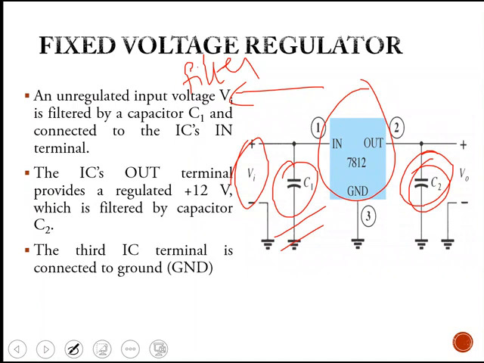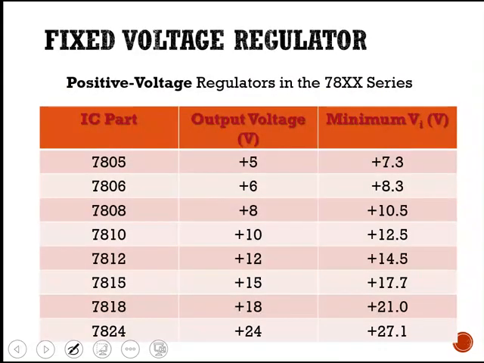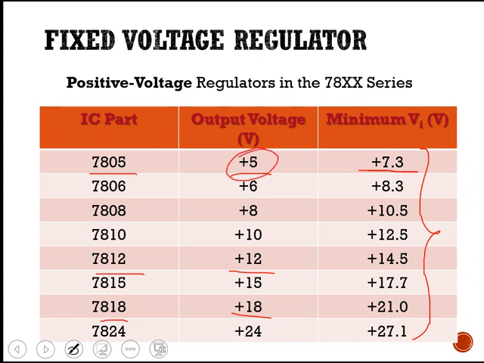If we want to obtain the positive voltage, say this is the 78XX series. So you can see here 7805 means it gives plus 5 volts, 7812 gives plus 12, 7818 gives plus 18, and you can see the minimum input voltage which is required. If you observe here, the output voltage is plus 5 volt, but the minimum input voltage required is 7.3. That means there is a large voltage drop, or heat which is dissipated in the IC. So you need to design a suitable heat sink for it.